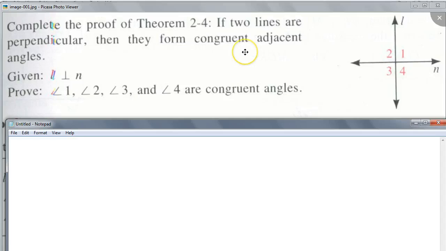Go ahead, guys. As I walked around, I had some good conversation. Some people say, wait a minute, can we just use that theorem that says if two lines are perpendicular, then all the angles are congruent? No, that's what we're trying to prove. So you can't use that theorem that says if two lines are perpendicular, then all the angles are congruent, because that's what we're trying to prove. So that's out.